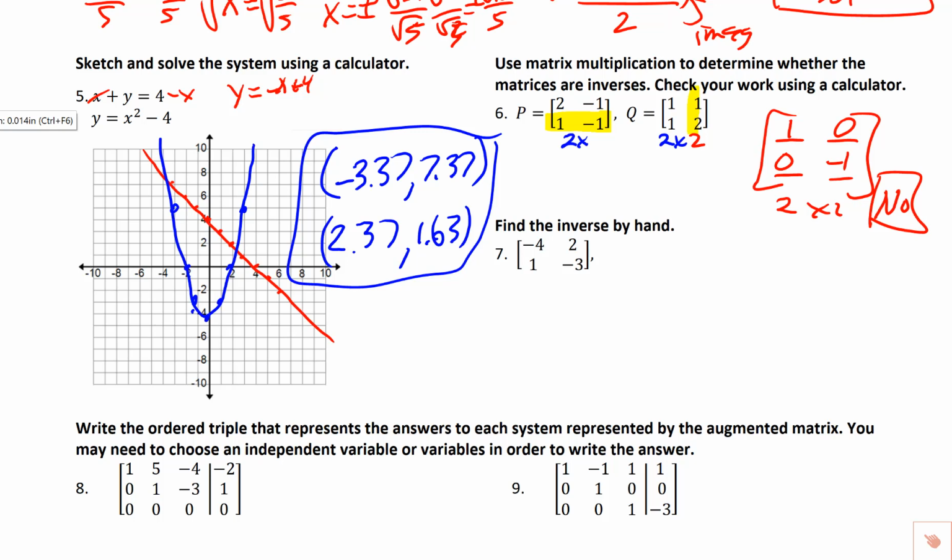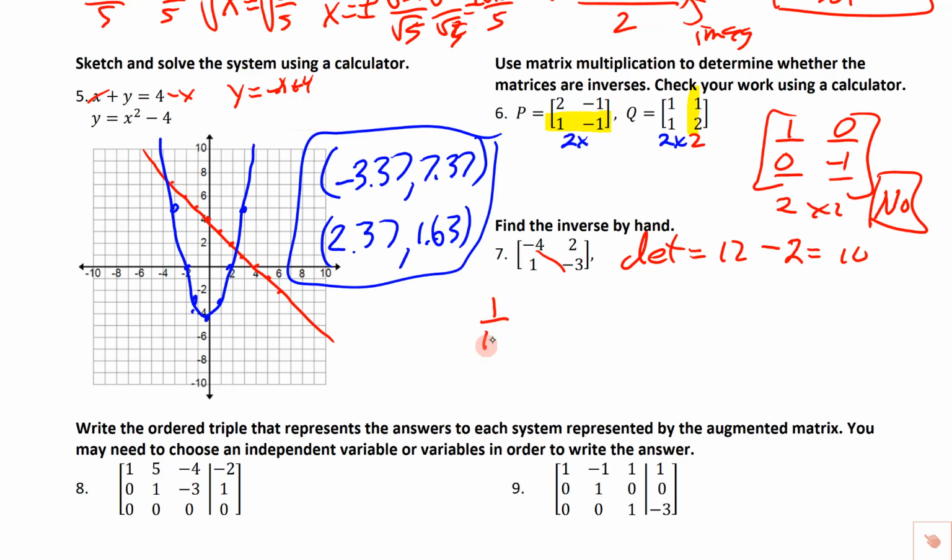Okay, number 7, it says find the inverse by hand. So the first thing we need to do is, this is a square matrix, so there's a possibility that it has an inverse. We need to figure out the determinant. So on the determinant, we multiply the downward diagonal, and we end up with a 12. Then we subtract the upward diagonal, so that's going to be a 2. So we end up with a 10. So yeah, we're going to be able to find the inverse of this.